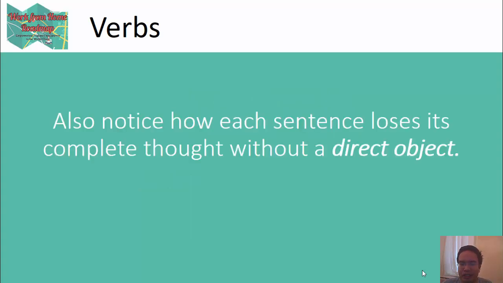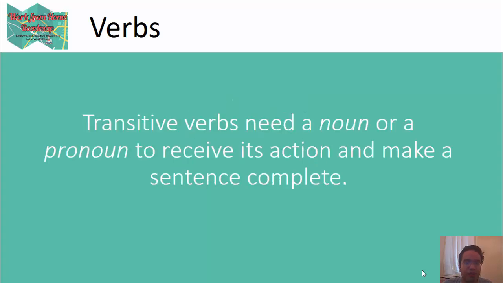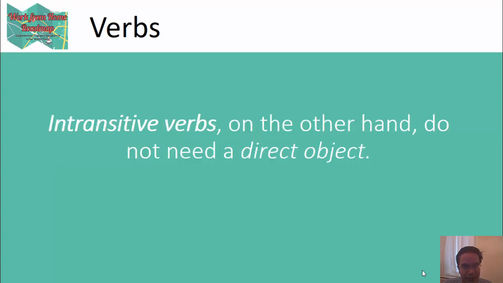Also notice how each sentence loses its complete thought without a direct object. If it was just she washes, or John bought, or the dog chased, it wouldn't be a complete sentence. Transitive verbs need a noun or pronoun to receive its action and make a sentence complete.